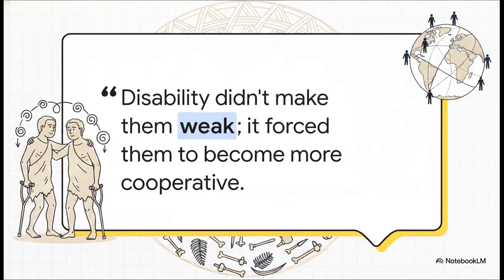This quote really hits the nail on the head and summarizes the science perfectly. Disability didn't make them weak. It forced them to become more cooperative and social, which is exactly what allowed humans to survive. Long before modern Homo sapiens even walked the earth, our early ancestors were already acting as caregivers. Caring for the vulnerable is a trait that's been around for nearly 2 million years. It's woven right into the very fabric of how we managed to conquer the globe.